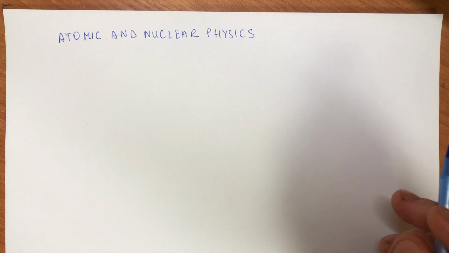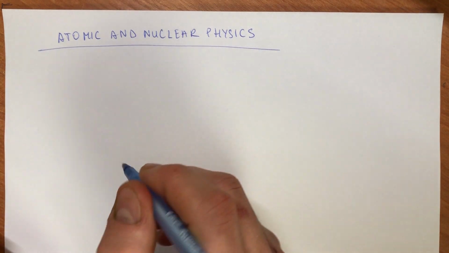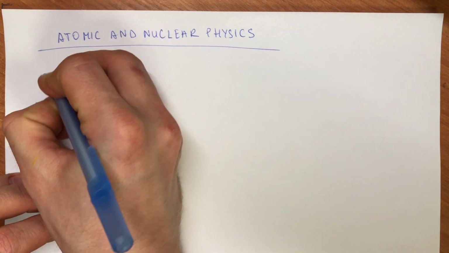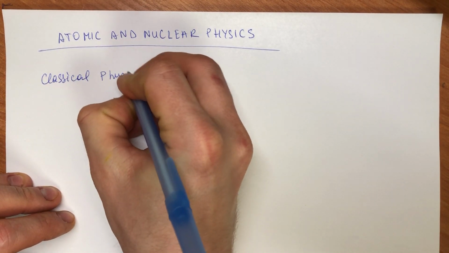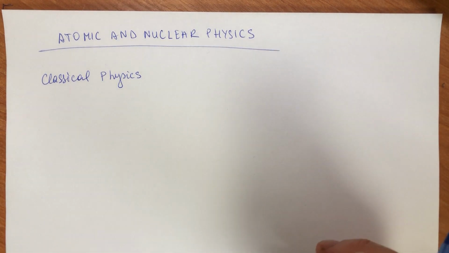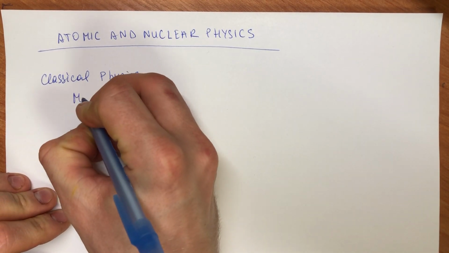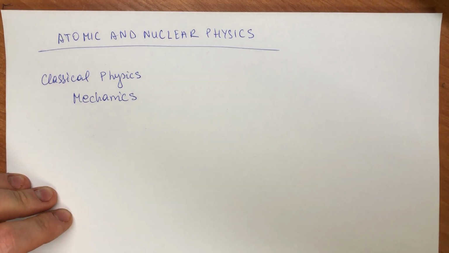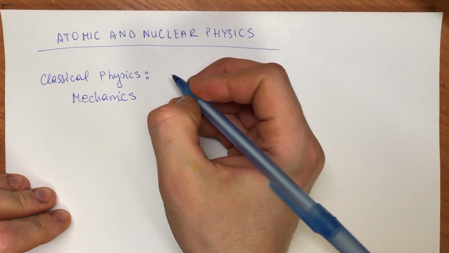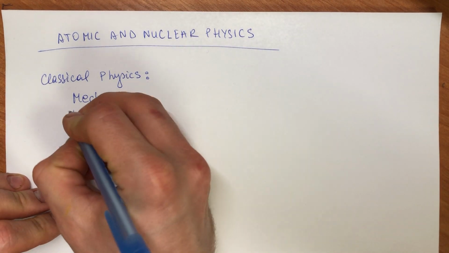So far, we have discussed classical physics. As I have mentioned in the first lecture, classical physics includes mechanics, so mostly the works by Galileo and Newton. Then thermodynamics.